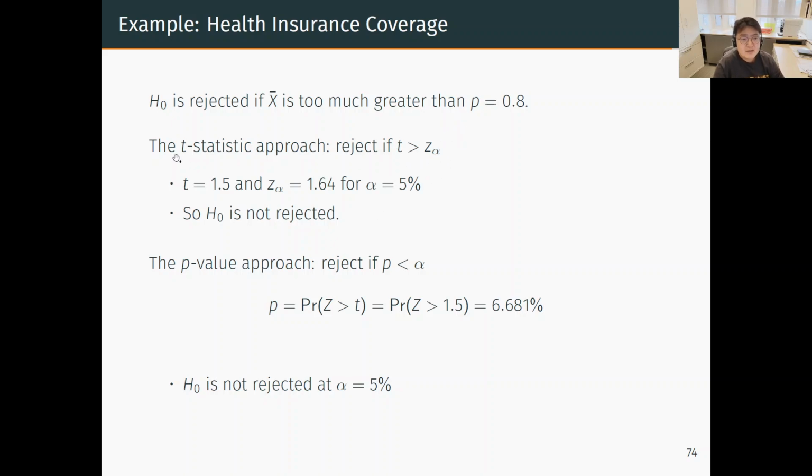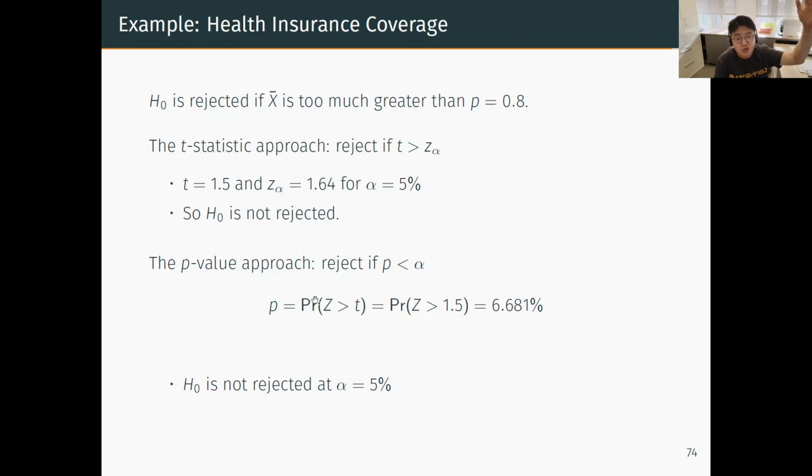So if you take the t-statistic approach, the cutoff is Z alpha. Z alpha for the 5% significance level is 1.64. Compared with 1.64, your t-statistic is too small, not large enough to reject the null hypothesis. So you cannot reject.